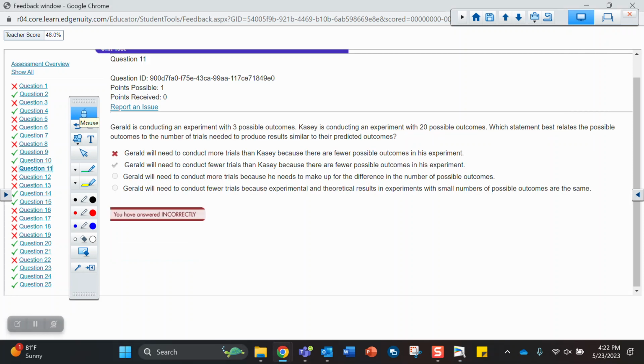Gerald is conducting an experiment with 3 possible outcomes. Casey is conducting an experiment with 20 possible outcomes. Which statement best relates the possible outcomes to the number of trials needed to produce results similar to their predicted outcomes? Gerald will need to conduct more trials than Casey because there are fewer possible outcomes in his experiment.